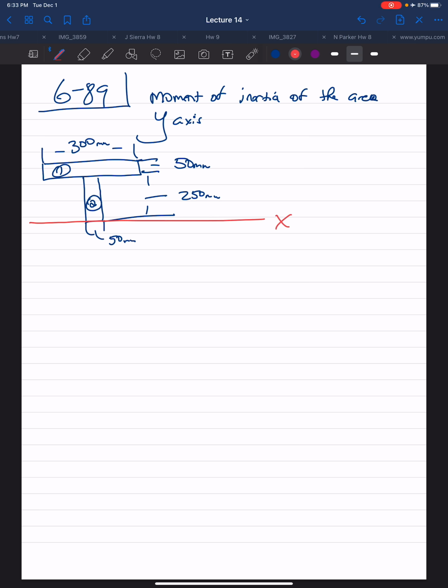Given your x-axis location and your y-axis location, once again, due to symmetry, let's say that better.